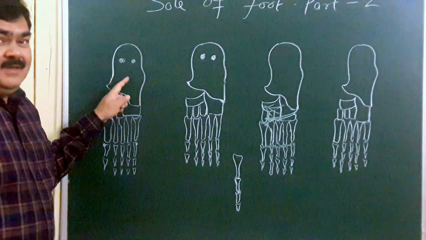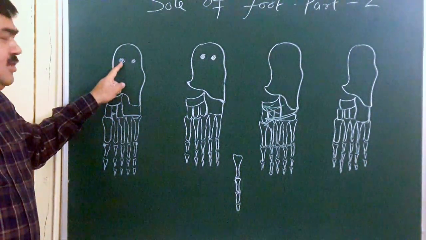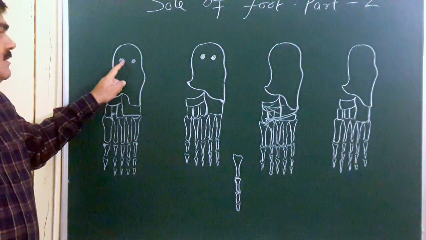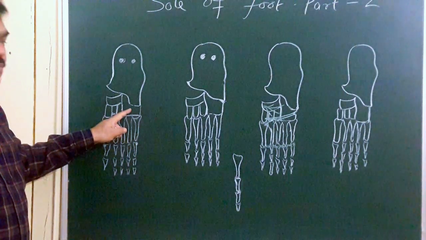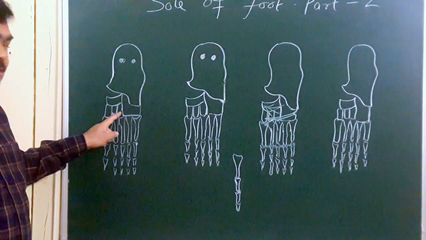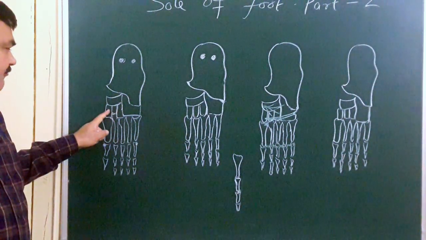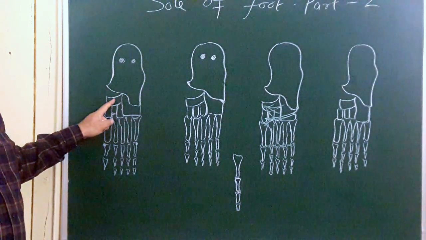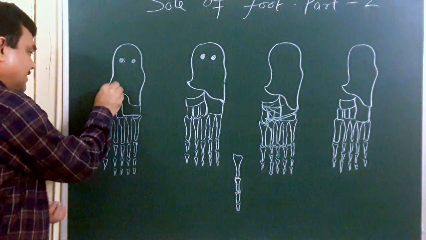Here, this is the calcaneum. Here is the medial tubercle of the calcaneum. Here is the lateral tubercle of the calcaneum. Here is the cuboid. Here are the lateral cuneiform, intermediate cuneiform, and medial cuneiform. This bone is the navicular bone. And here the spring ligament is present. This is the spring ligament.